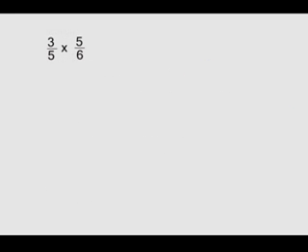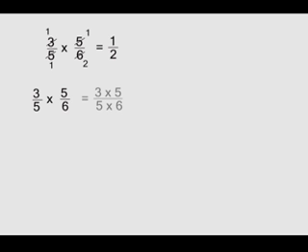Or 3 over 5 times 5 over 6. Looking at this, 3 and 6 can cancel each other. By 3, 1; by 3, 2. 5 can cancel out, so we end up with 1 over 2. You could also have followed the long method. 3 over 5 times 5 over 6, we multiply 3 times 5 over 5 times 6. We get 15 over 30. And if we simplify that, we'll end up with 1 over 2.